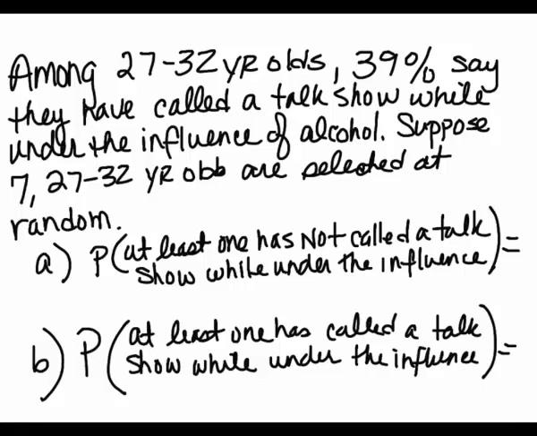And then I want to know what's the probability at least one of them has called a talk show while under the influence of alcohol. Okay, so I really wanted to focus on these ones where they have that "at least" in there because these are the ones that are pretty much the most confusing. So I'm going to erase this, so make sure you have this in your notes, and then I will try to break it down step by step, okay?